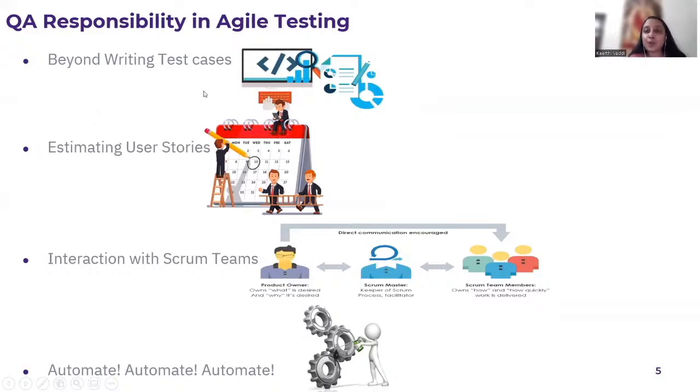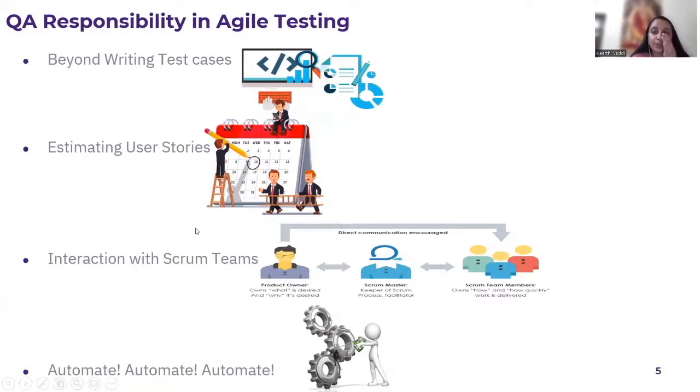Beyond writing test cases, QA has a lot of role and responsibilities within Agile testing. Like within a Scrum team, QA can act as a proxy product owner too. In case there is no product owner available, QA may act as a proxy product owner and can keep the quality of the product up to the mark by collaborating with other Scrum teams, talking about the gaps and ensuring that the development team is on track with the expectation from the end customer.